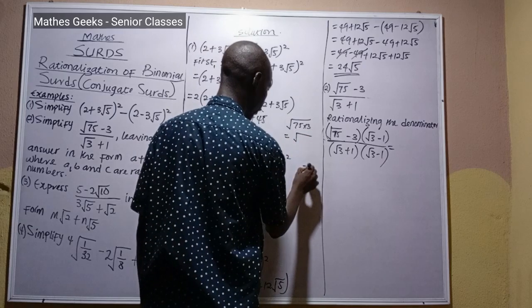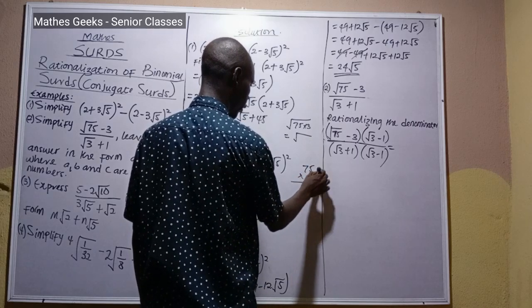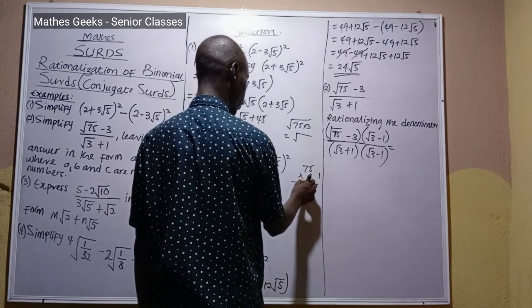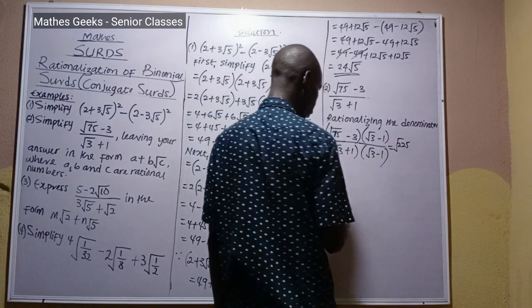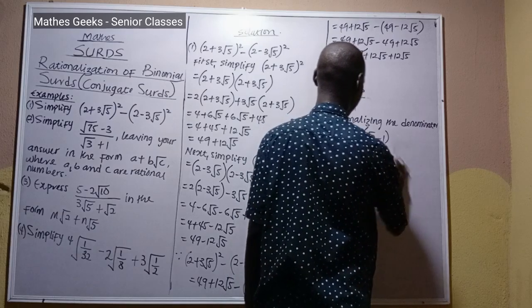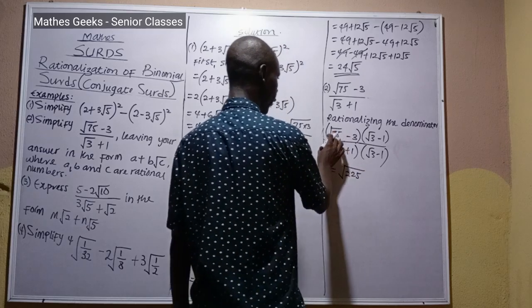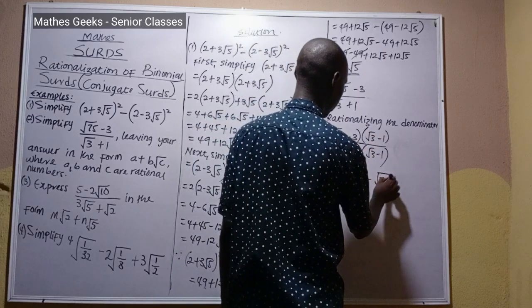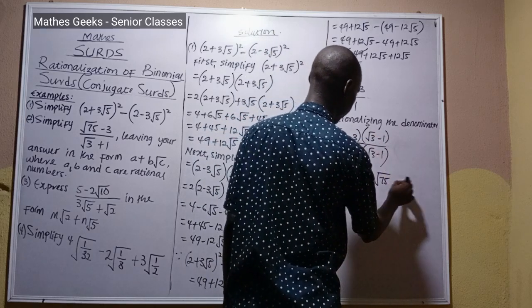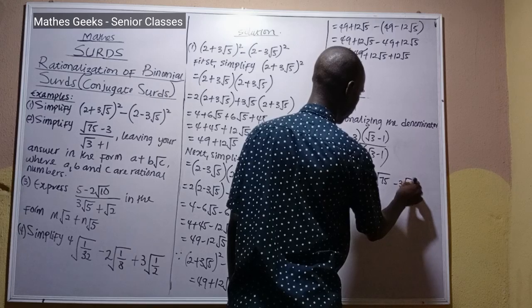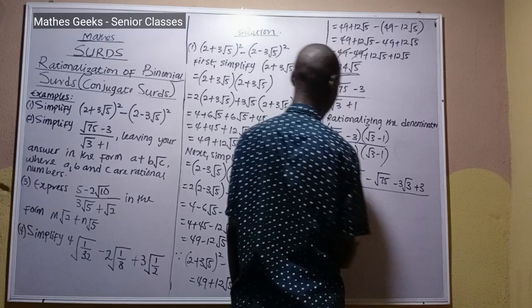Let's find out what 75 times 3 will give us. 3 times 5 is 15. 3 times 7 is 21 plus 1, 22. That's root 225. This is too small to contain, so let me write it here. Equal to root 225. Root 75 times minus 1 will give us minus root 75. Minus 3 times root 3 will give us minus 3 root 3. Minus 3 times minus 1 will give us plus 3.